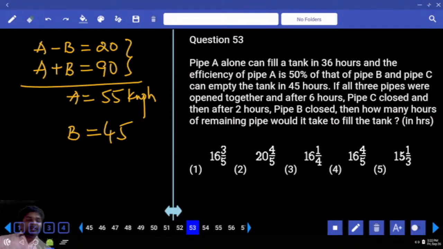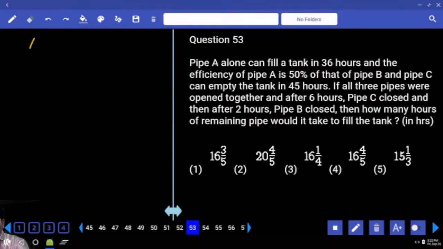Pipe A alone can fill a tank in 36 hours, and the efficiency of A is 50% of that of B. And pipe C can empty the tank in 45 hours. If all 3 pipes were opened together, and after 6 hours pipe C closed, and then after 2 hours pipe B closed, then how many hours would the remaining pipe take to fill the tank?